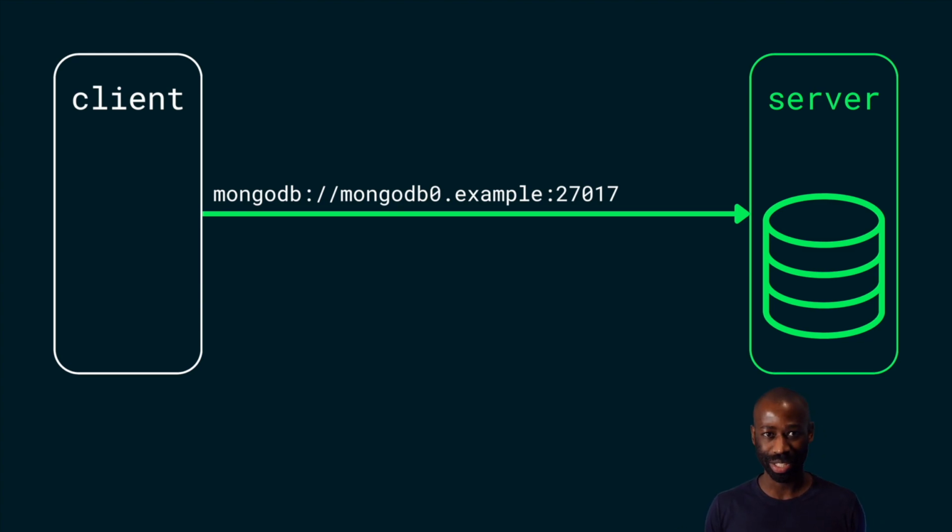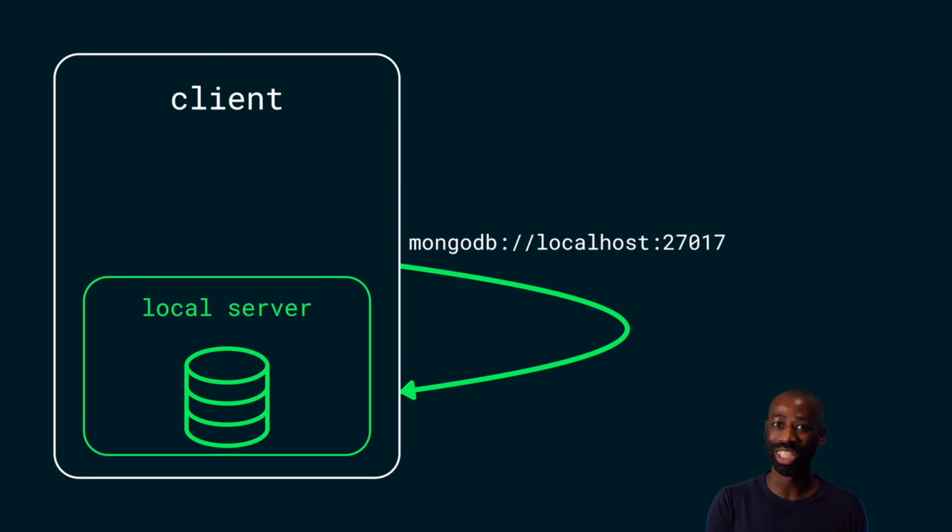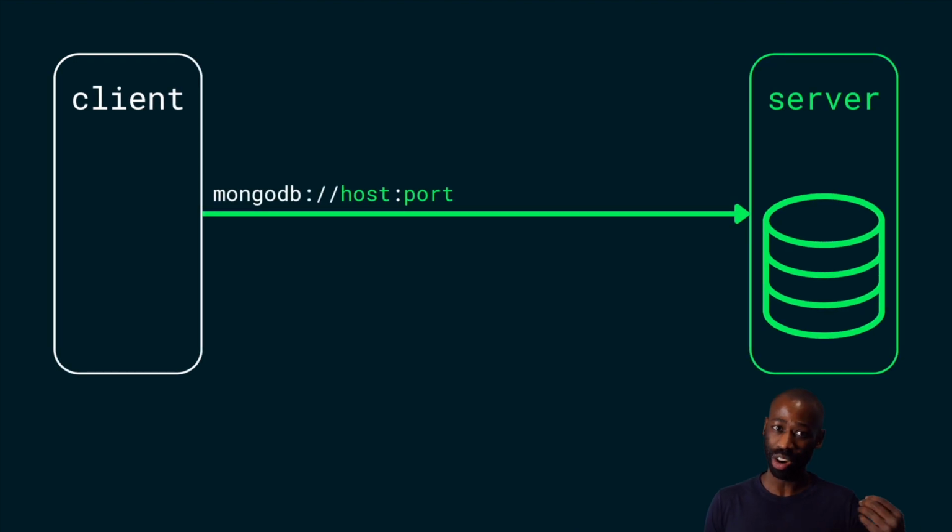And a common use case is running a server locally on your machine, and in that case, the host name will be localhost, and you will use the default port number, which is 27017. Connection strings can have other shapes, so you can include the default database you want to connect to, because a single server can have multiple databases. You can also add extra options as well, for example, timeouts.